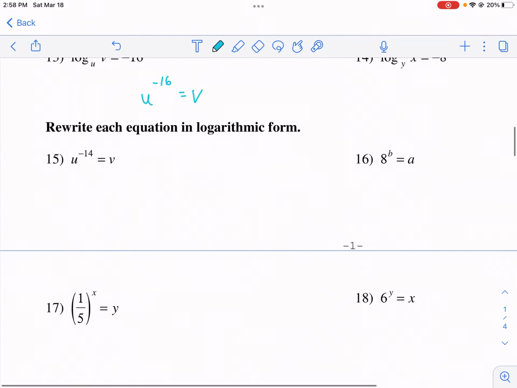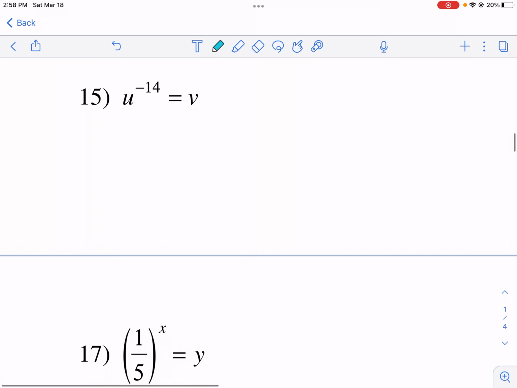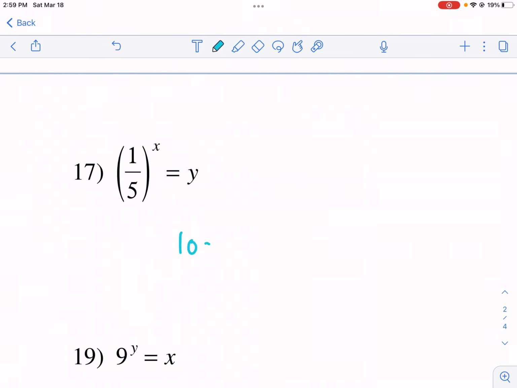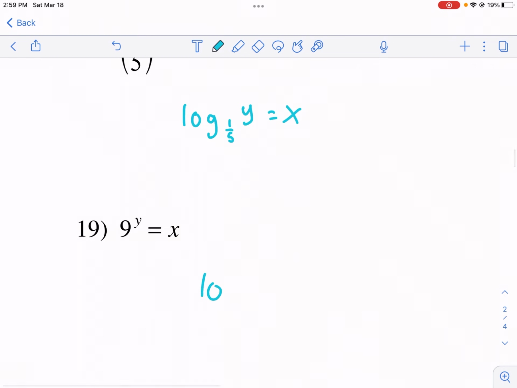All right, logarithmic form. Let's go ahead and do that. Our base is our base. Okay, that makes it easy. And then over here, we transfer, and then it equals our exponent in logarithm form. I don't know if it's helpful if I say that over and over again, but it's what the problem dictates. So we have log base 1/5 of y equals our exponent x. And then log base 9 of x equals y, our exponent.